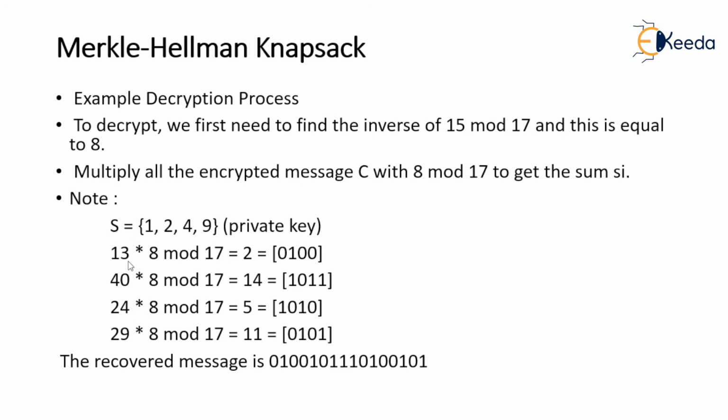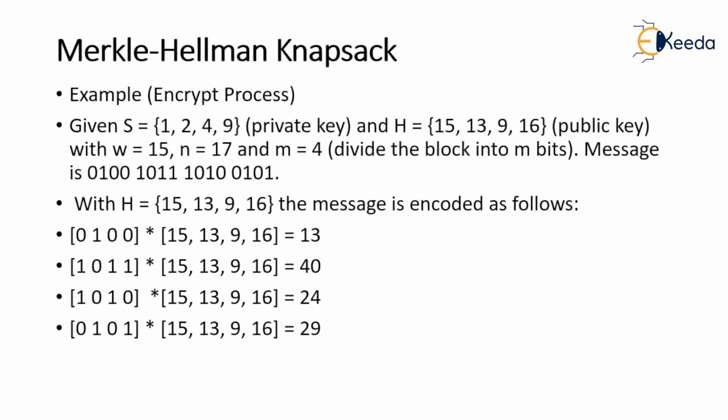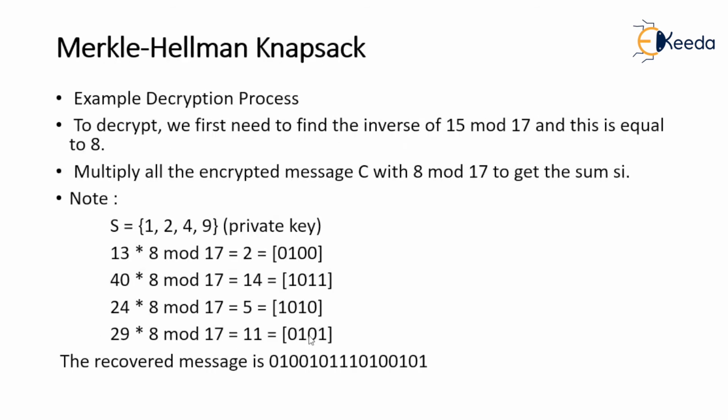So the first value which we got as the encrypted message, the ciphertext C, was 13. From the previous slide we can see 13, 40, 24 and 29. So the first ciphertext was 13. We multiply it with 8 mod 17, which gives you 2. And if you write it in binary, this is the binary transformation of this decimal value. In the same manner, we can convert every ciphertext message which we got from the encryption process into its corresponding plain text. So 13 followed by 40, 24 and 29 give you these binary conversions of ciphertext into plain text, and hence you can recover your plain text message by following the decryption process of the knapsack.